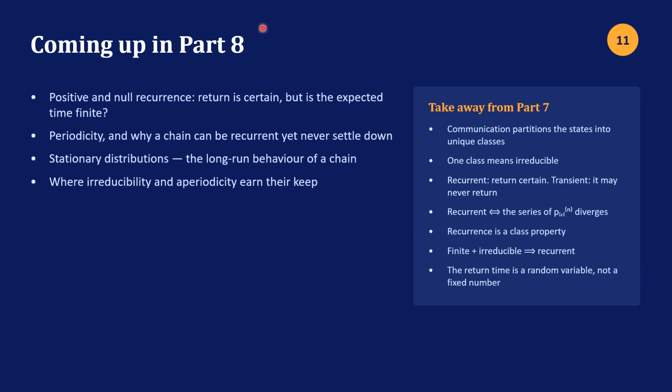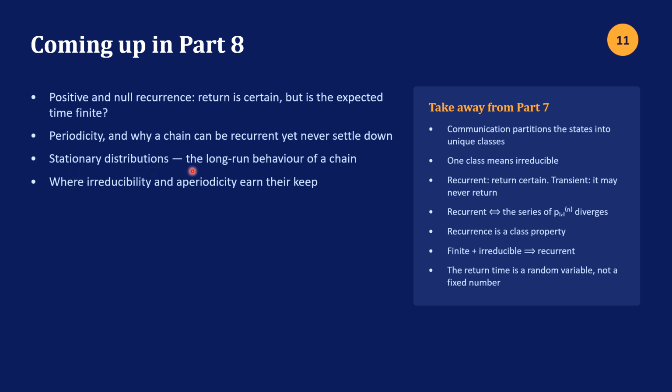Then coming up in part 8, positive and null recurrence. Return is certain, so there's a case where return is certain, but the expected time could be infinite, or it could be finite. So that's this positive and null recurrence distinction. We'll talk more about that. The periodicity, and why a chain can be recurrent yet never settle down.